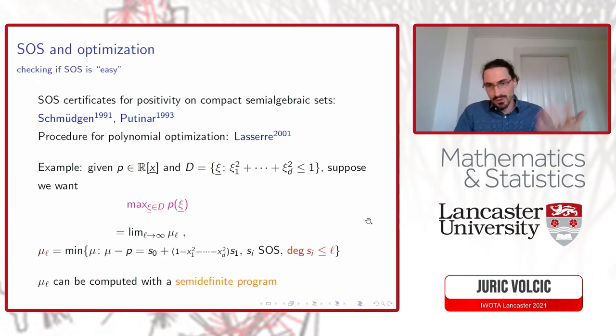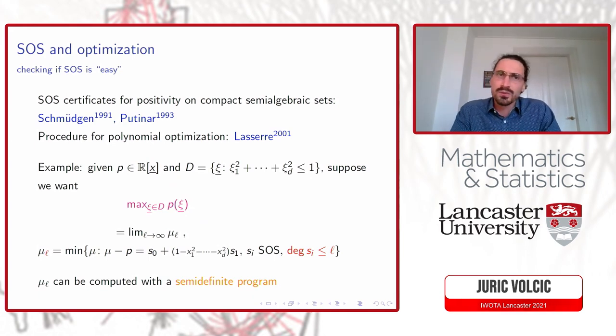So why is it great to bound the degrees? Now that I bounded the degree, you can restate this: computing mu l, solving this minimization, you can compute with a semi-definite program. So what's a semi-definite program? Well, it's a black box: you open MATLAB, you throw this in, and you can actually compute it. So in some sense, the point is that detecting sums of squares decompositions, sums of squares representations, can be done with semi-definite programming. So in some sense it's easy, or at least there are efficient algorithms for doing that.